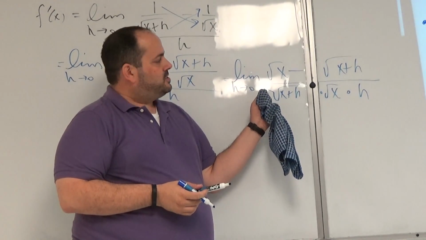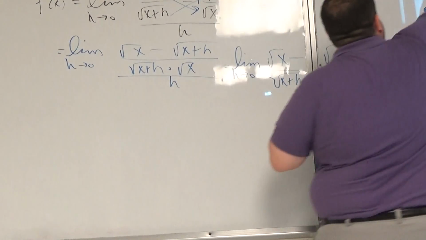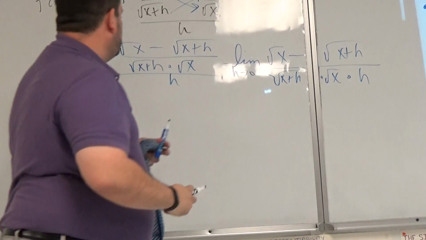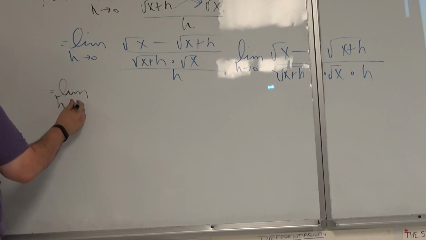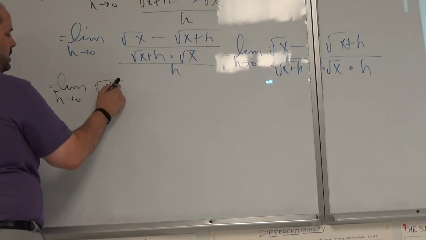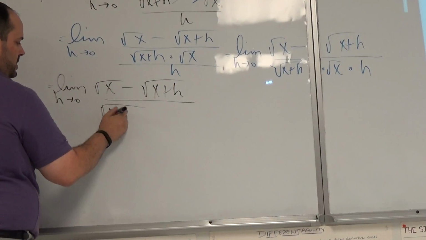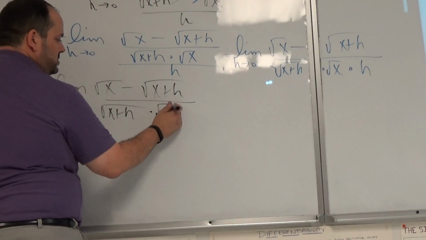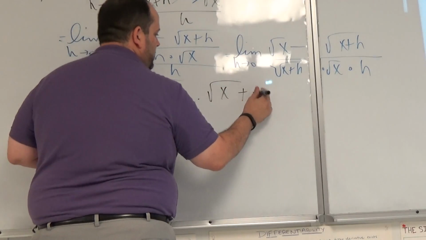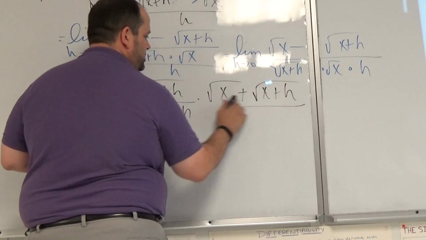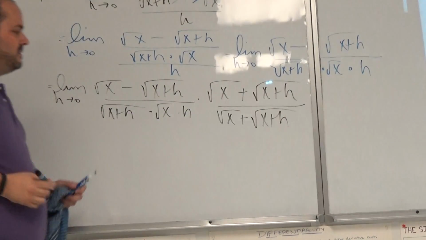If I take the limit as h approaches 0 and I try plugging everything in, I'm going to get 0 over 0. It's that indeterminate form. So let me try multiplying by the conjugate. Limit as h approaches 0, square root of x minus the square root of x plus h, over square root of x plus h times the square root of x times h. The conjugate: square root of x plus the square root of x plus h, over square root of x plus the square root of x plus h.